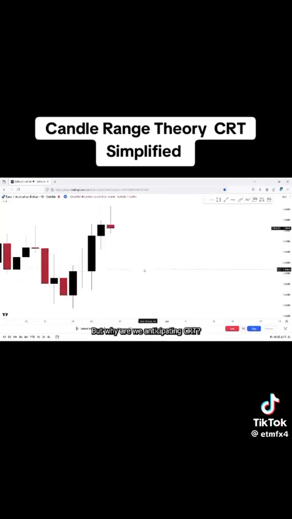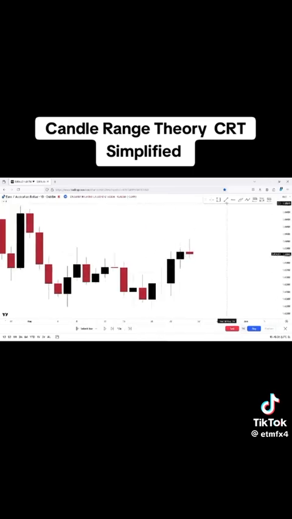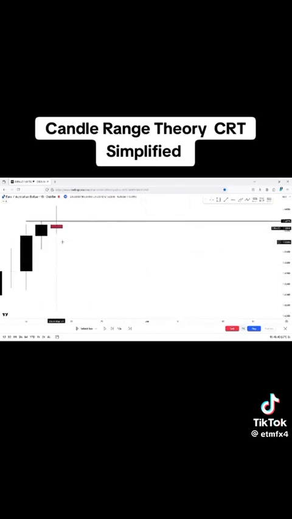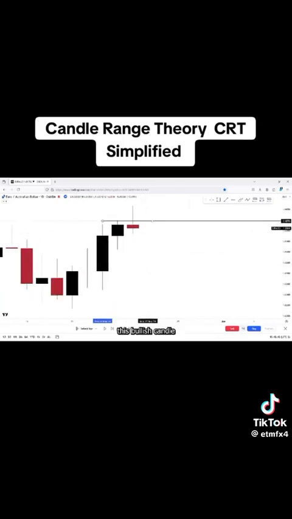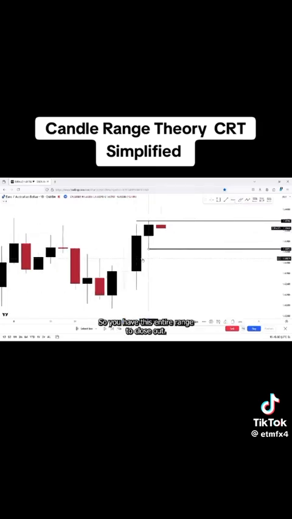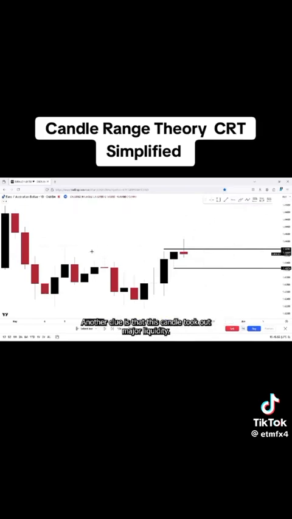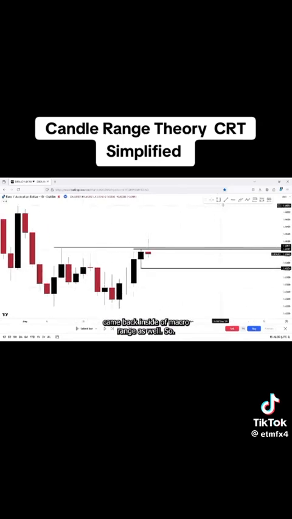But why are we anticipating CRT? Because as you can see, this bearish candle is trapped within this bullish candle. Price took out liquidity and came back inside the range and closed and gave you enough range to work with. So you have this entire range to close out. What's another clue? Another clue is that this candle took out major liquidity. And not only that, it took out major swing liquidity, price came back inside of the macro range as well.